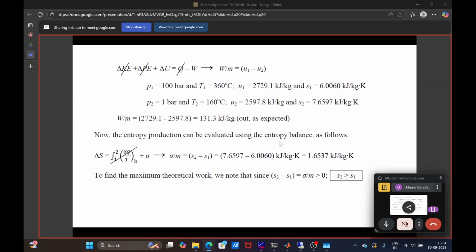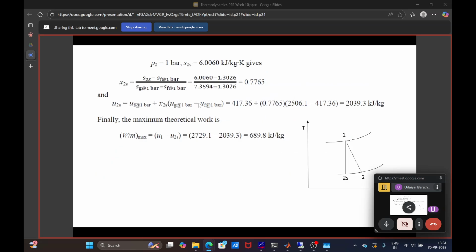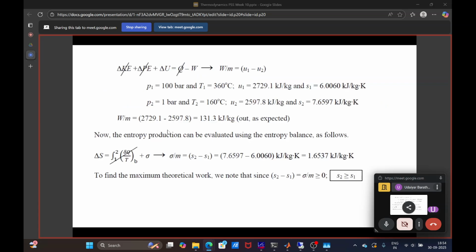Previously, in the actual case, what was produced was 131.3 kilojoule per kg. But following a reversible adiabatic case, making sure that entropy generated is 0, the work has increased from 131 to 689.8 kilojoule per kg. I said the practical problem is you cannot have this quality. So that is a practical aspect. And this is the theoretical efficiency, maximum efficiency, and maximum work, and this is the actual work.